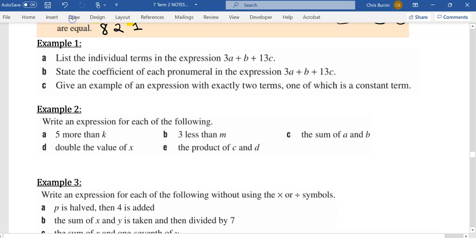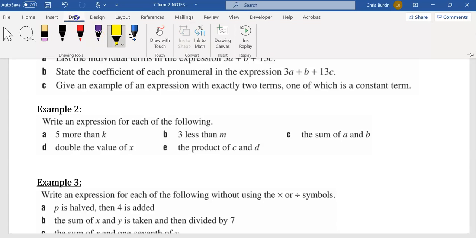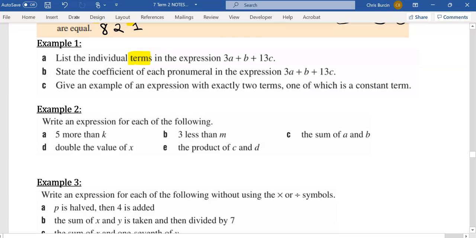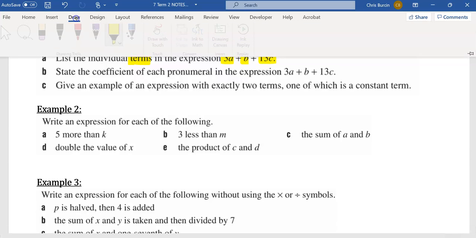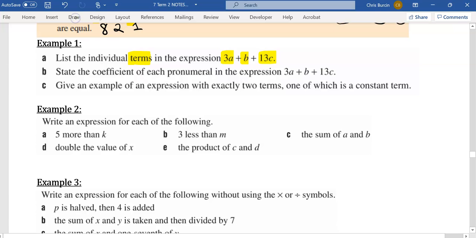Okay, let's apply some of these things that we just talked about. I'll put my highlighter back on. So I want to list the terms in this expression. The expression is the whole thing, but the terms are 3a, b, and 13c. Remember, terms can be just numbers or pronumerals by themselves, or they can be a combination.